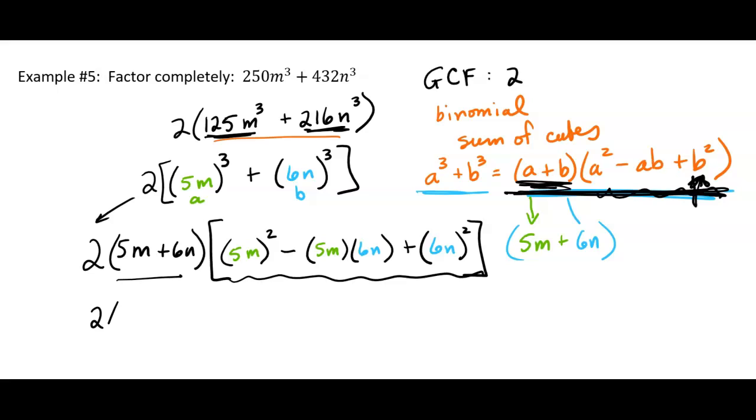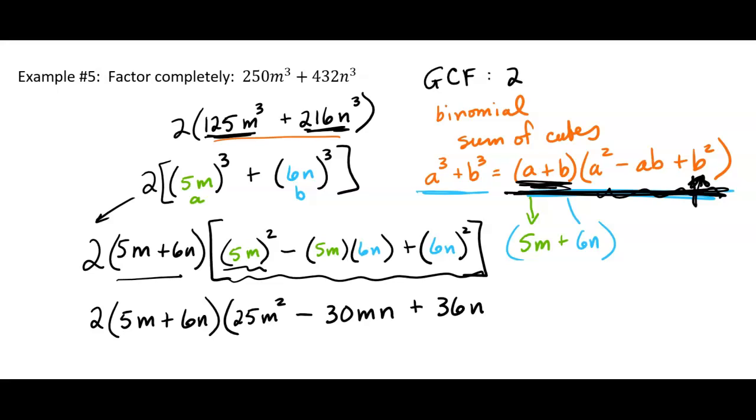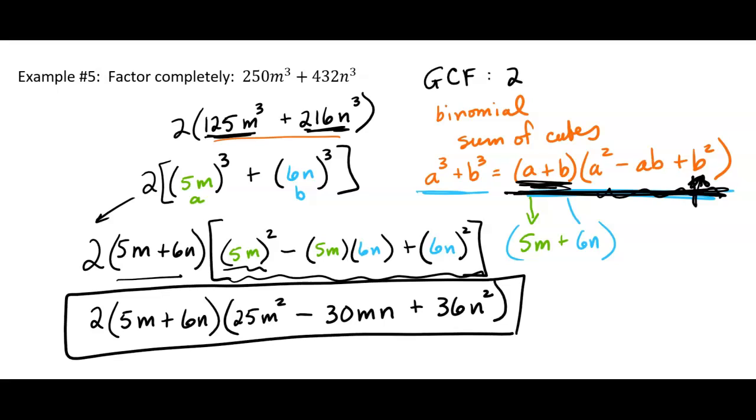So it's going to be 5m plus 6n. And now I'm going to square out this part. So it's going to be 25m squared minus 30mn plus 36n squared. And there it is. It's beautiful.